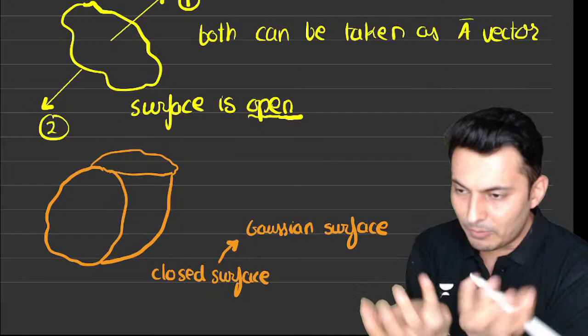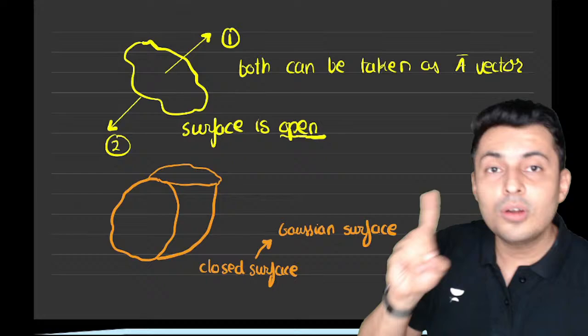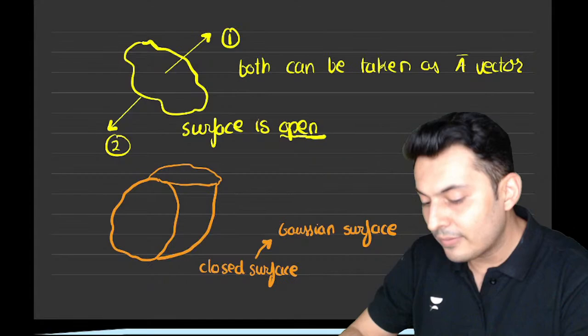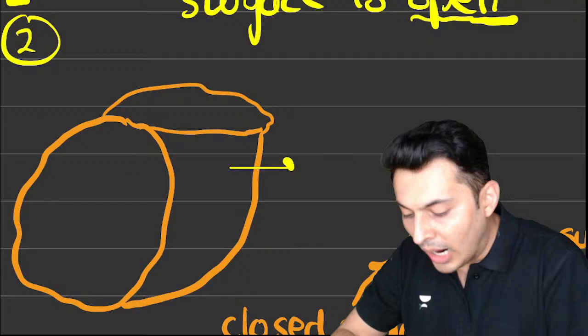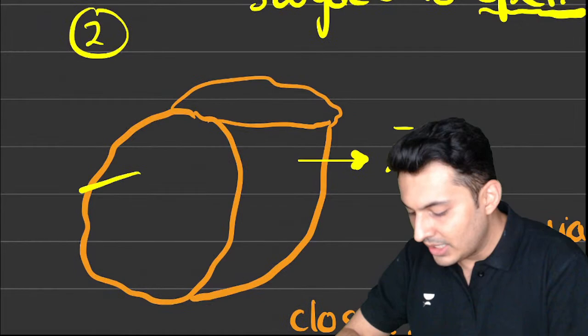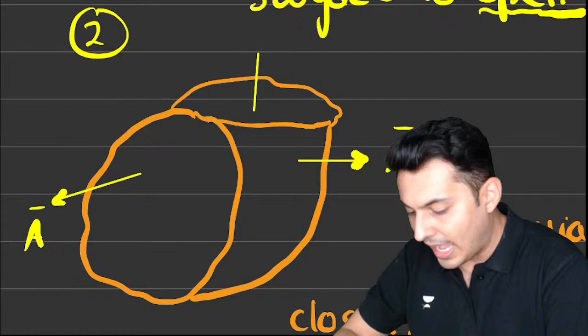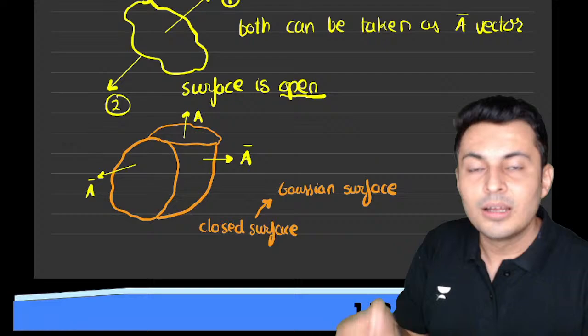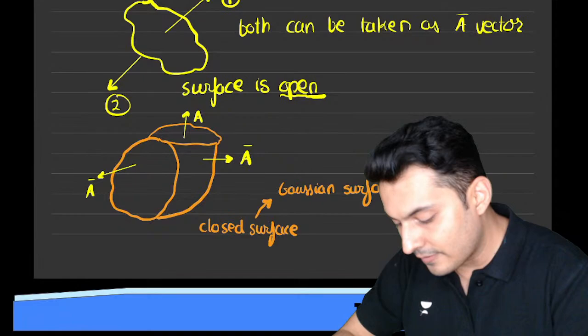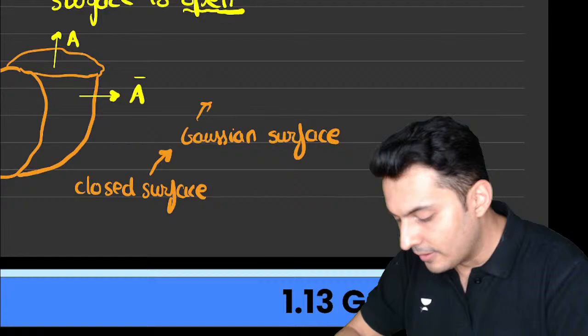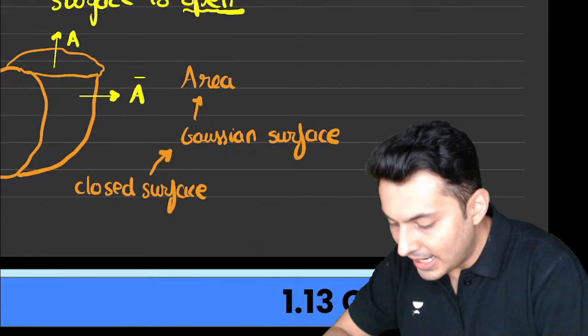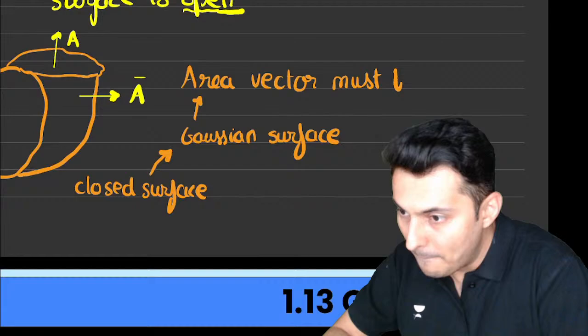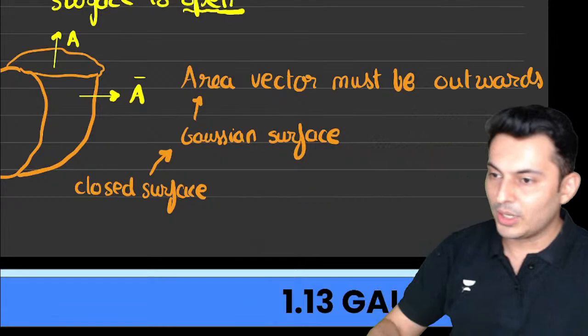In such a closed surface, you cannot take anything as the area vector. In such cases, you have to choose outward, the direction which is coming out, as the area vector. So basically, the moment you have a closed surface, the outward direction is taken positive. Outward direction is the direction of the area vector. You cannot choose anything. So I'll make it very clear, my dear students: for this Gaussian surface, the area vector must be outwards. Very, very important. Is that very clear?